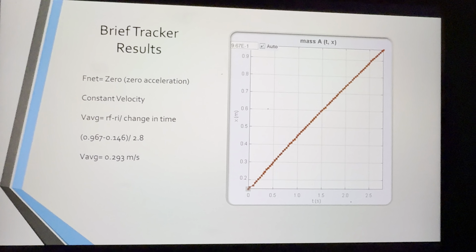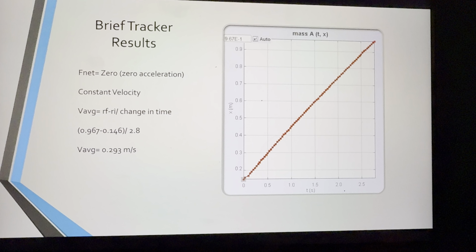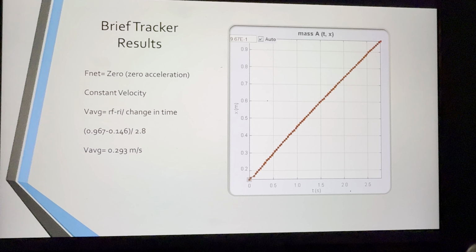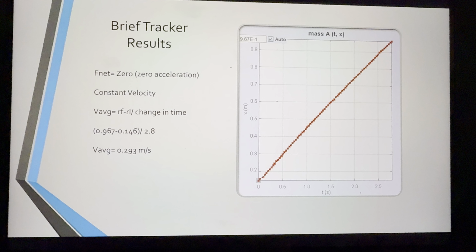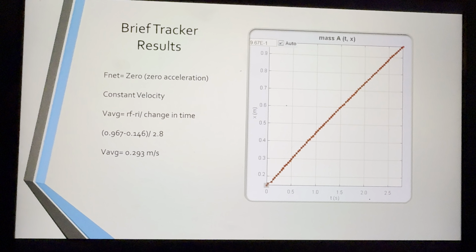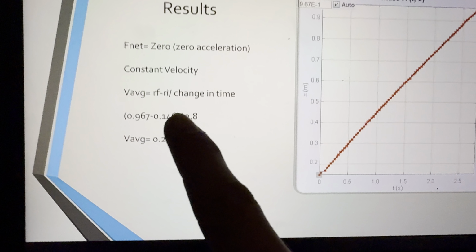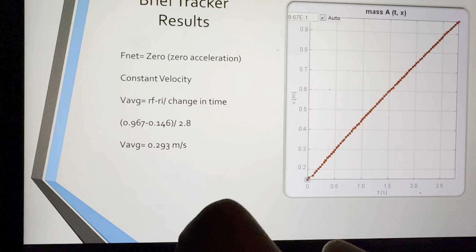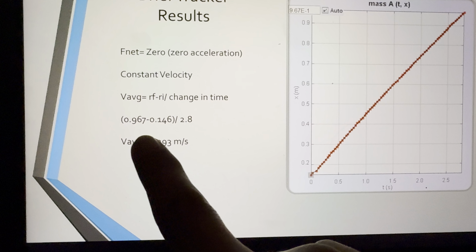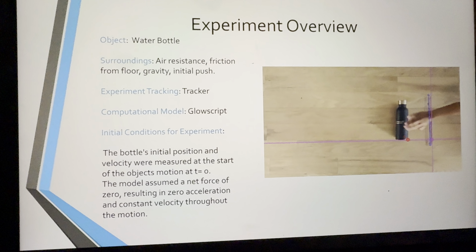Here's a brief look at tracker's results. Since the line was straight, this meant that there was a constant velocity, and constant velocity means that there is 0 acceleration. That, with the F equals ma equation, shows that F net equals 0 and there's 0 net force. To get the average velocity, I did final position minus initial position over time, which is right here in meters, and the average velocity was 0.293 meters per second.